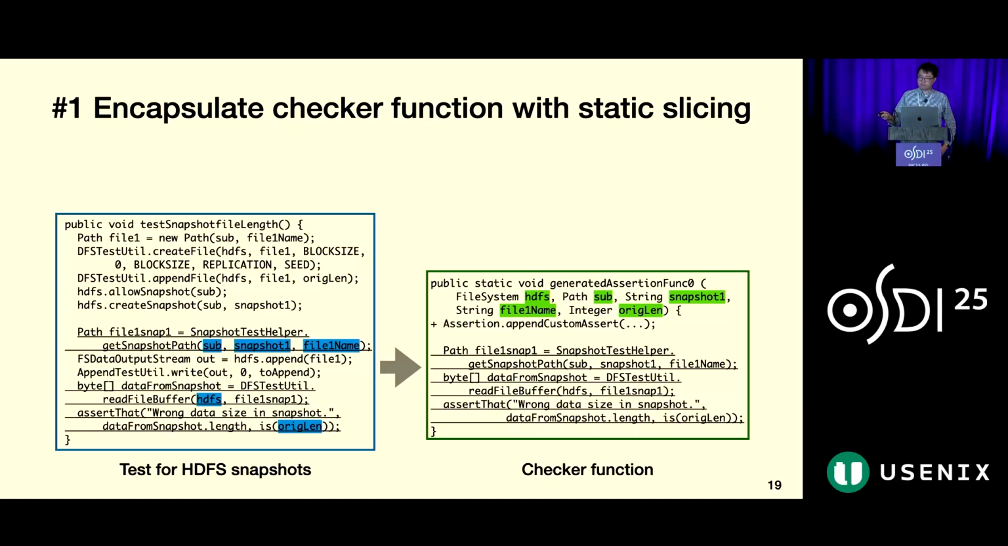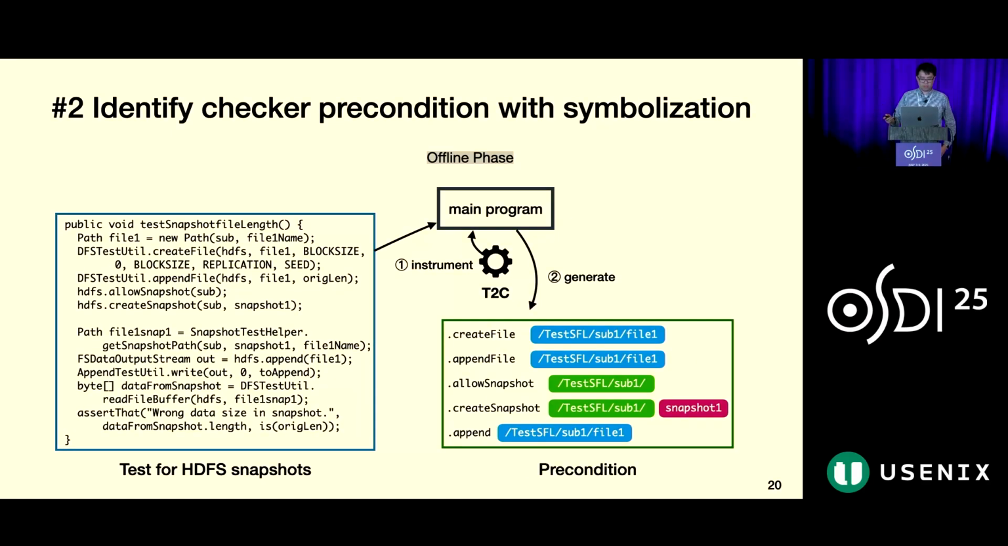Then the next question is, now we have this checker function prepared, but how do we calculate the parameters in the production runtime? In the offline phase, T2C uses dynamic analysis on test code to derive concrete preconditions first. It instruments the system interfaces and then executes the test code so it can obtain an ordered sequence of system operation invocations, each with concrete arguments. And this precondition is tied with specific test workloads.